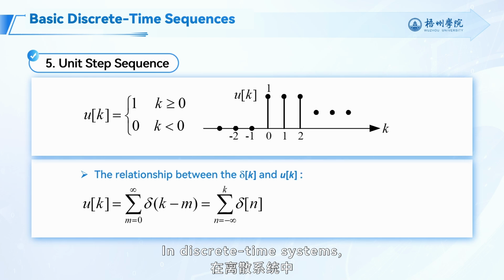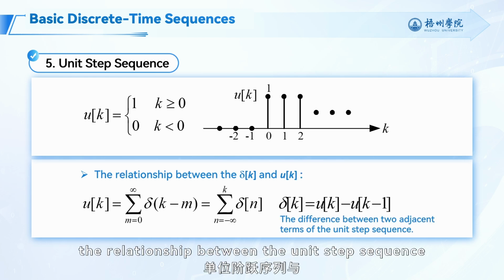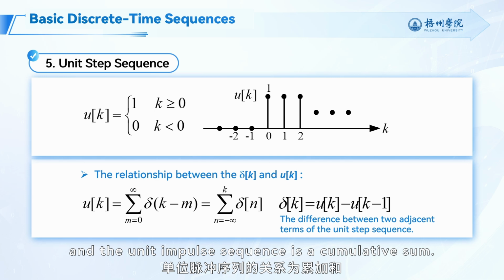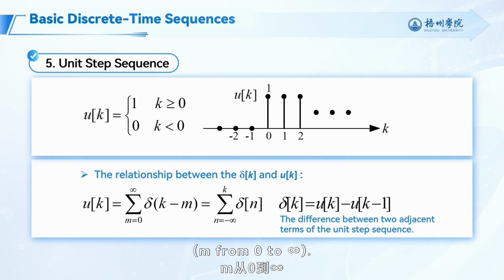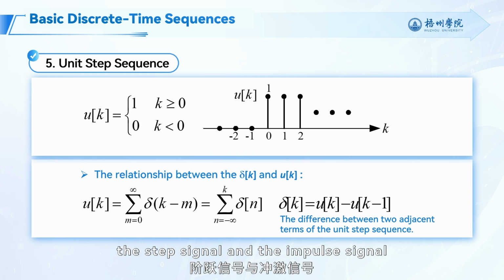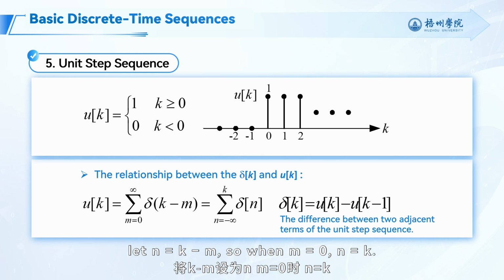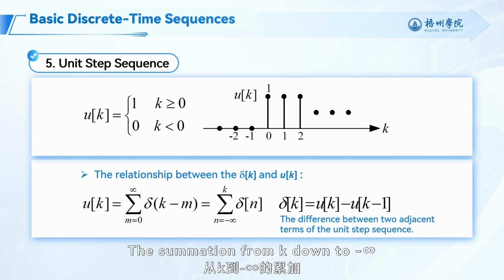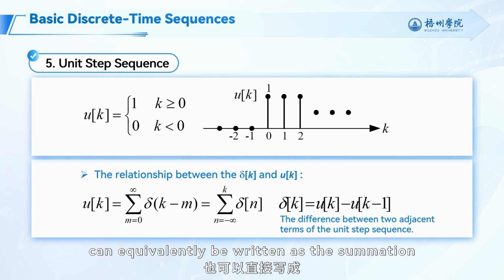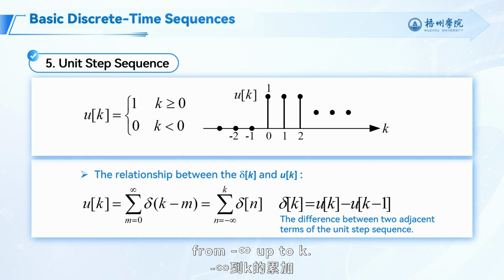In discrete time systems, the relationship between the unit step sequence and the unit impulse sequence is a cumulative sum. Specifically, u[k] can be expressed as the sum over all delayed unit impulse sequences delta[k minus m] from m equals 0 to infinity. In continuous time systems, the step signal and the impulse signal are related via calculus. Let n equals k minus m. So when m equals 0, n equals k, and when m goes to infinity, n goes to negative infinity; the summation from k down to negative infinity can equivalently be written as the summation from negative infinity up to k.